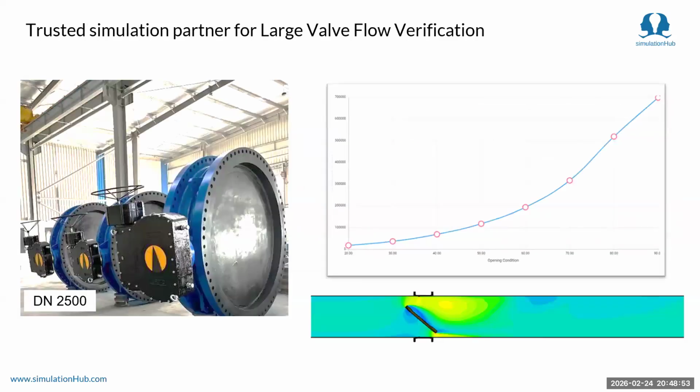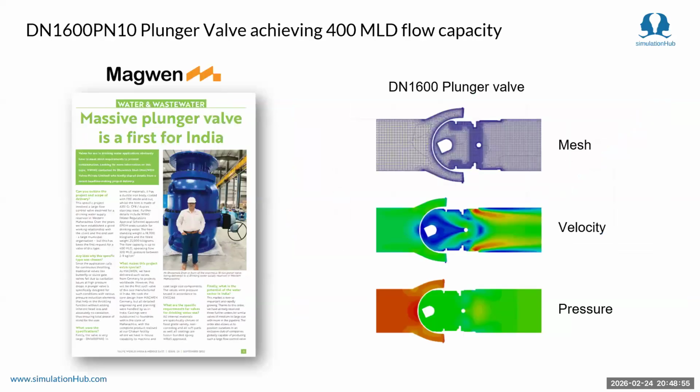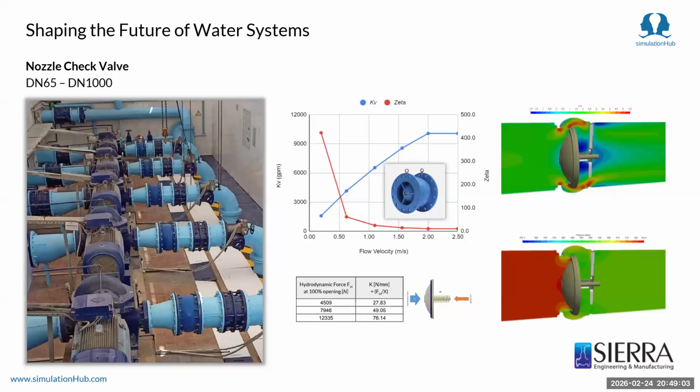So some large size butterfly valves, and also other types of valves like from Magwin, the plunger valve, 1600 diameter. For some organizations, we also take consultancy projects. This was a case of Sierra valves from Egypt. Theirs was an axial, or nozzle check valve. So, axial flow nozzle check valve.